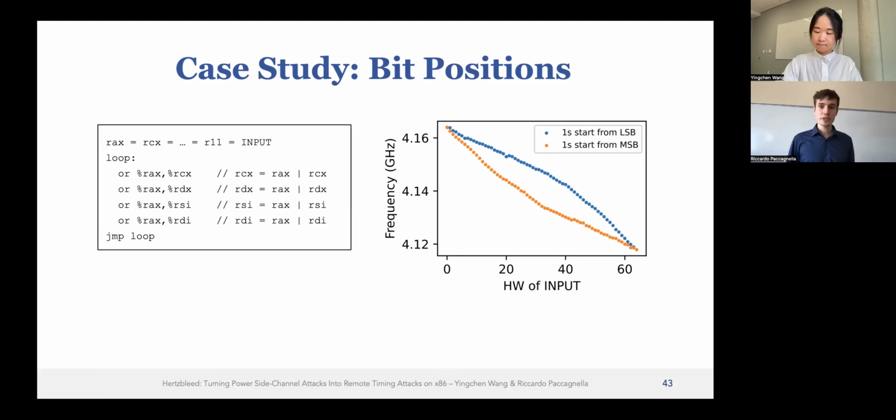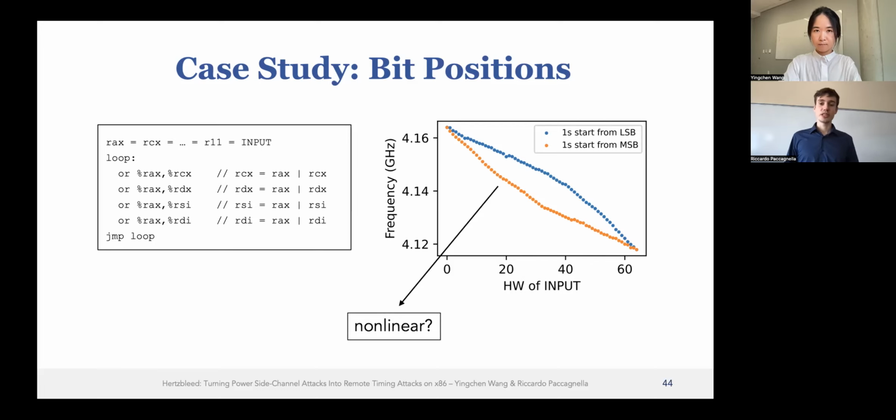But an important observation is that whether we start from the right, which is the least significant bit, or from the left, the most significant bit, there is a different slope in this trend. And there is a split in the center. Namely, this Hamming weight effect looks to be non-linear.